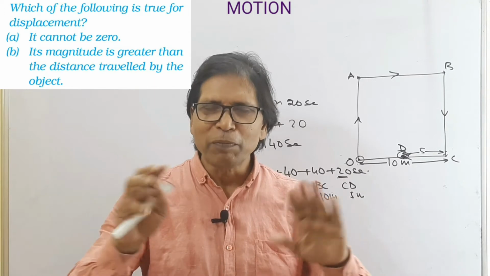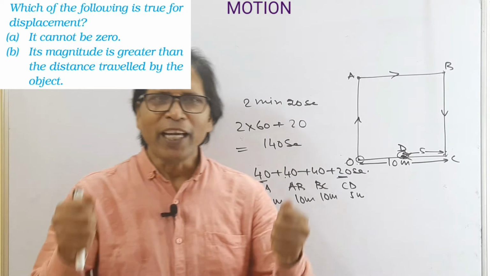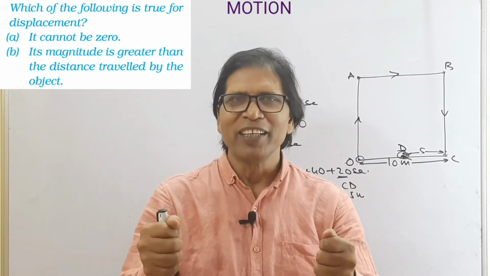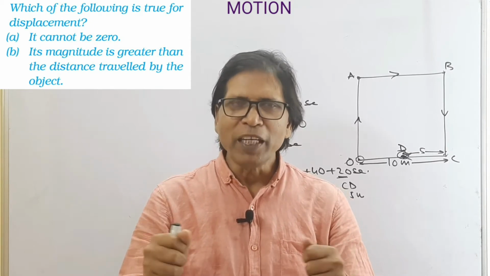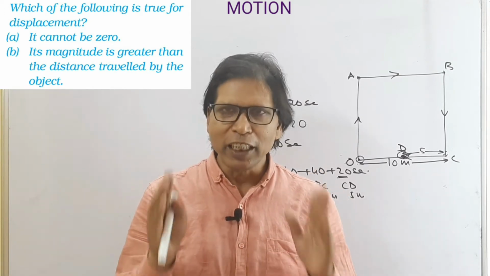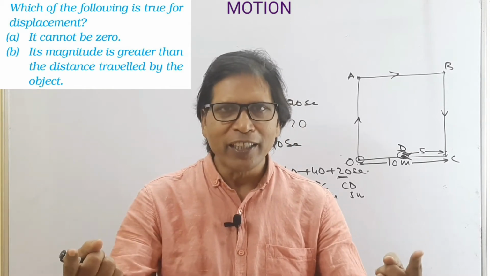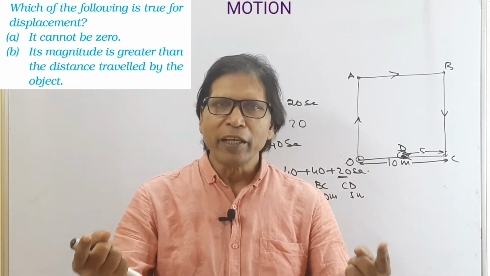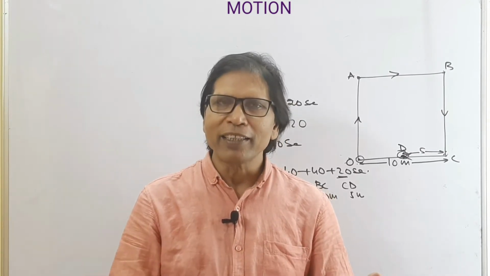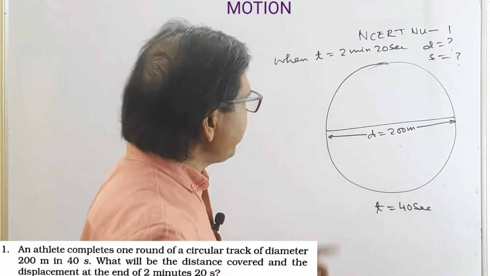Which is correct about displacement? Will displacement never be 0? No. Displacement may be 0 if the initial position and final position of a moving body are the same. Displacement is always greater than 0. Is it correct? No. As the displacement is the shortest distance between the initial point and final point, displacement may be equal to distance in a straight line path, but in other paths, displacement is less than distance.